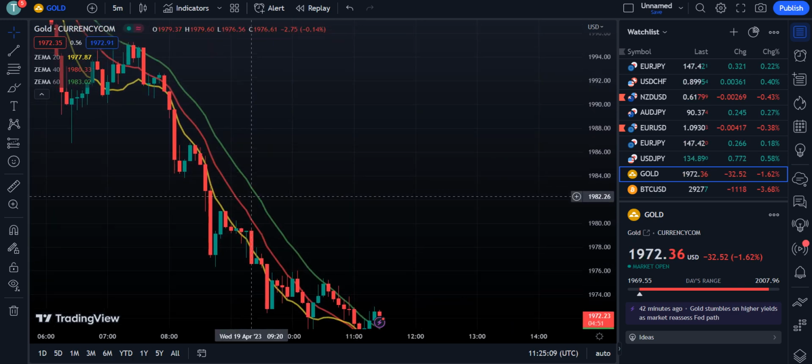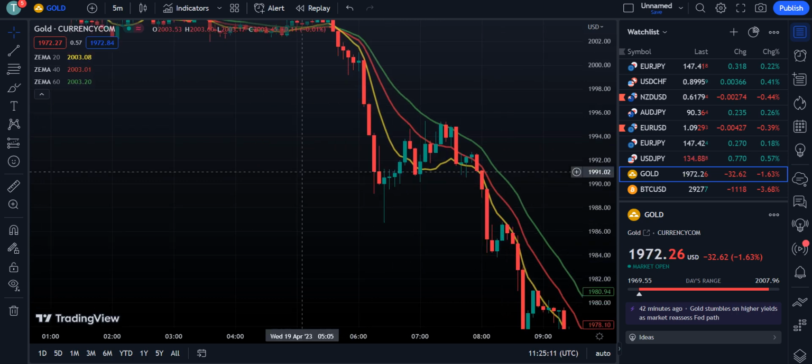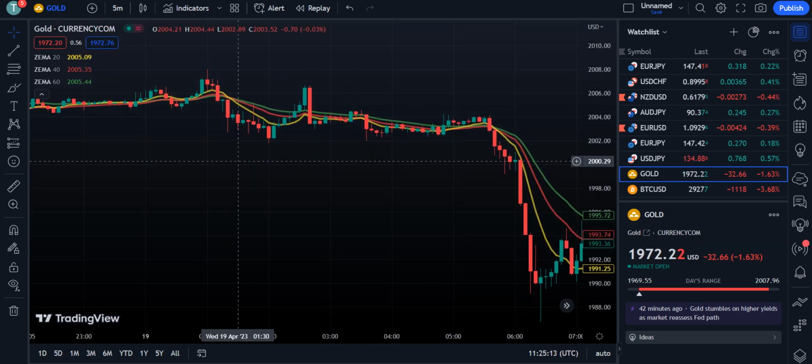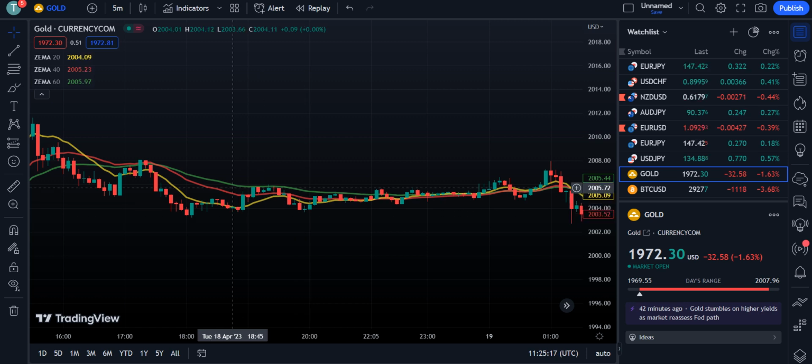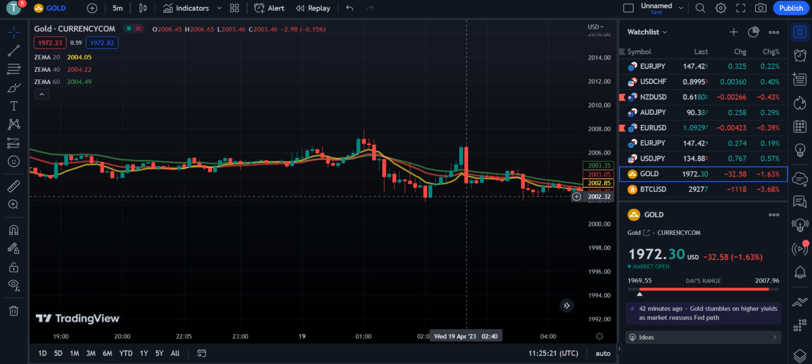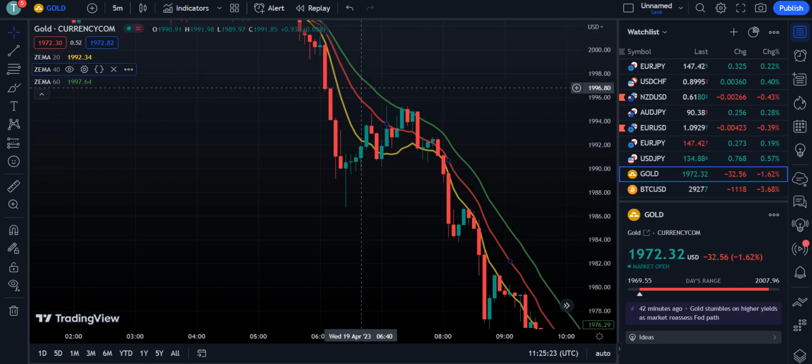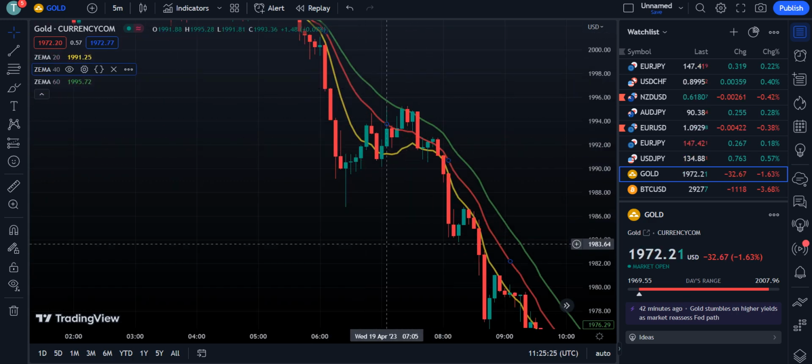I hope this strategy is clear to you all, and I hope you are clear about what is the difference between simple or exponential EMA and a zero lag EMA, and how it is useful, how this indicator can be used to enter into the market for the buy or the sell signal.